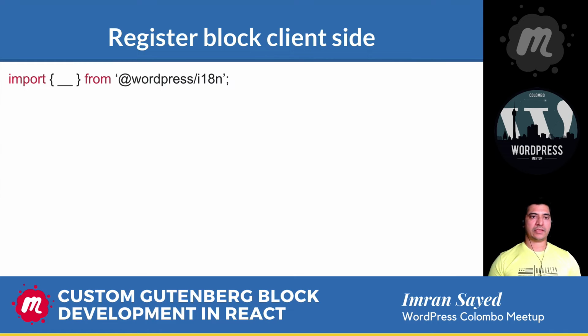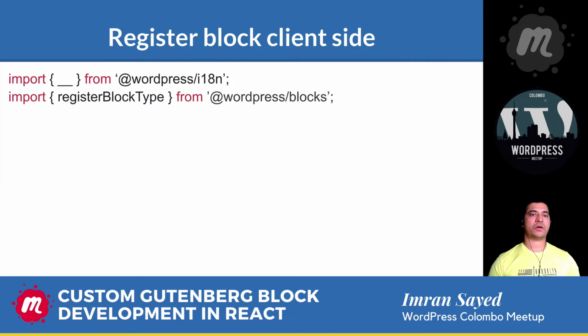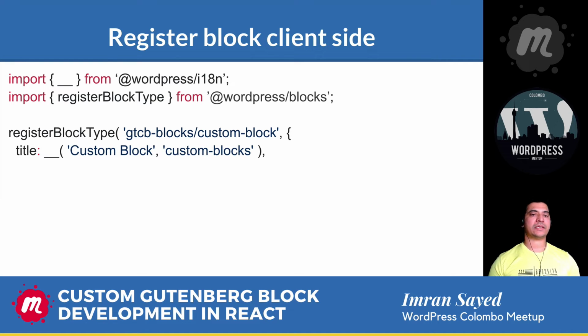So another way of doing it is to import this from WordPress internationalization, like I explained to you earlier. Import the register block type function, and you can pass a title, so whatever the title of your block will be. So if somebody searches it in the editor, what is the name that is going to appear? You can put an icon for it. You can actually use all of the dash icons that are available. You can also add your custom icon.